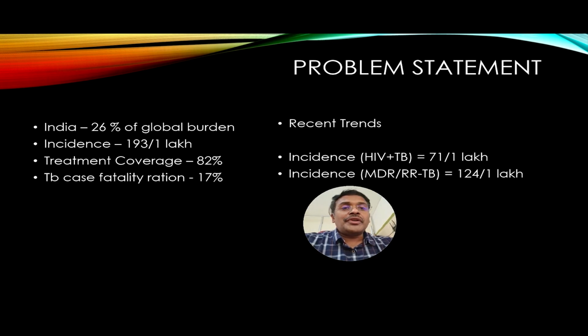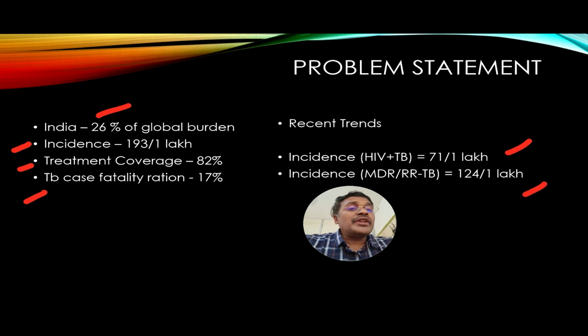Now coming to India, India constitutes, as I already told, 26% of the global burden, and the incidence in India is 193 per 1 lakh. Treatment coverage in India is 82%, and the tuberculosis case fatality is 17%, and the incidence of HIV with tuberculosis is 71 per 1 lakh, and incidence of multi-drug resistance is 124 per 1 lakh. These values are very important.